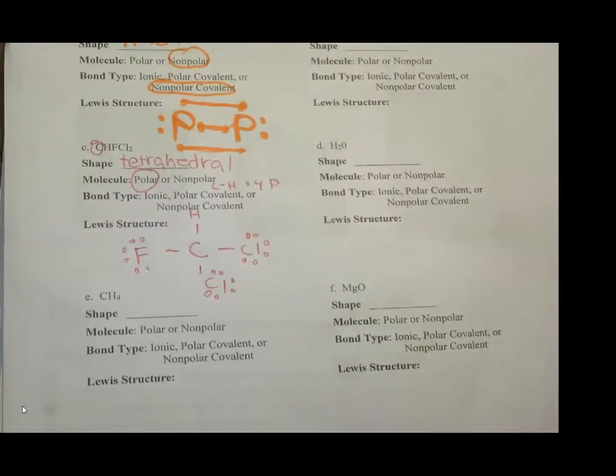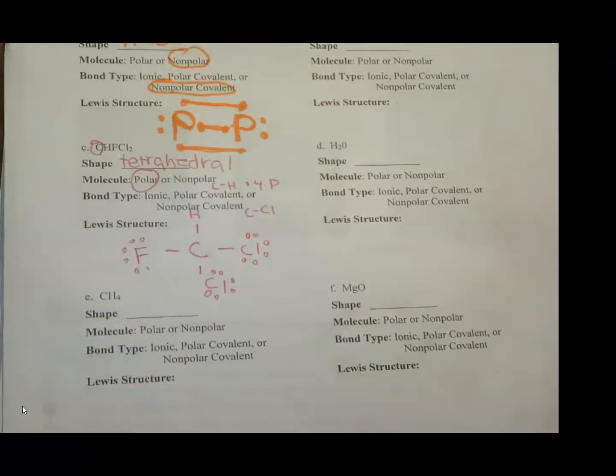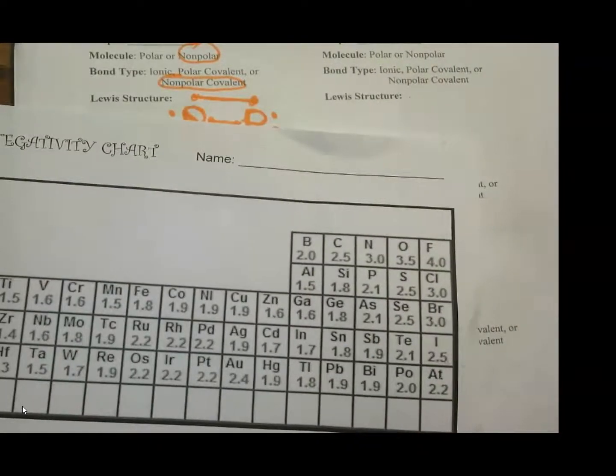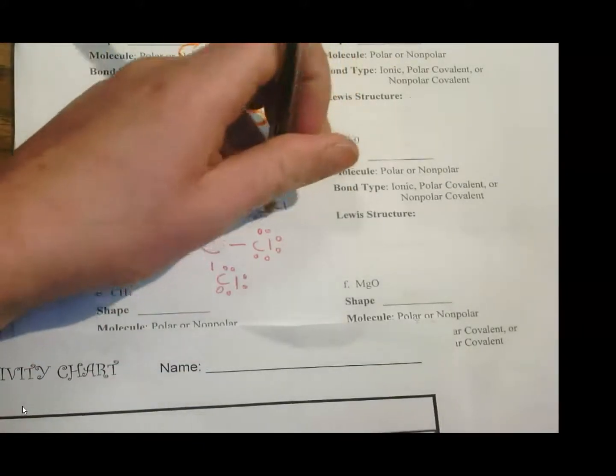So now let's look at the bond between C and Cl. We'll look at our difference in electronegativity values. So C is again 2.5, Cl is 3, so if I subtract, my absolute value is 0.5. Again, that is slightly polar, so that's 0.5 and it's polar.